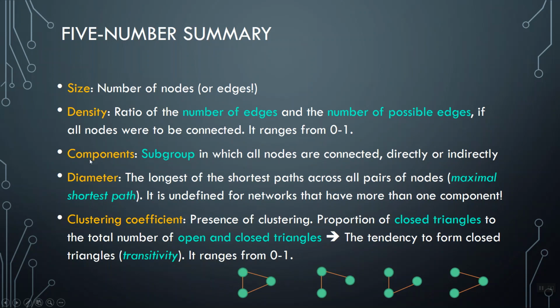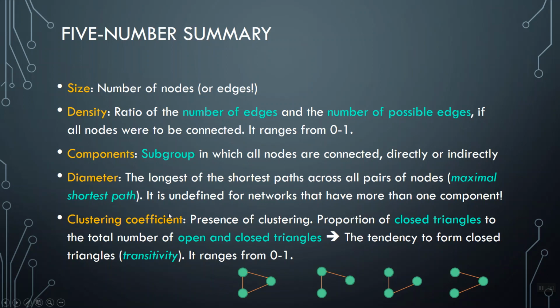So those 3 are the 3 that we just saw. Then we have the diameter. The diameter is the maximal shortest path, so it's the longest of the shortest paths across all pairs of nodes. It gives you an idea of how many steps your shortest path has. Okay, the largest one, sorry, maximal shortest path. So from those shortest paths that we saw yesterday, which one is the largest? That gives you an idea of how connected that network is.